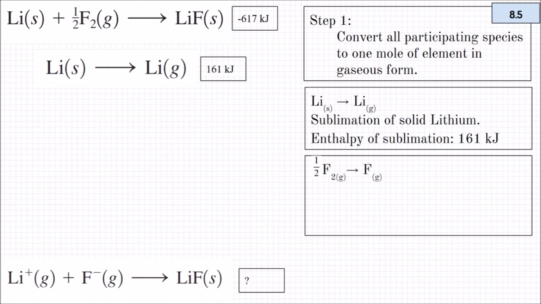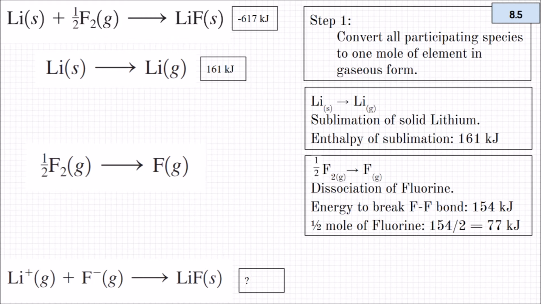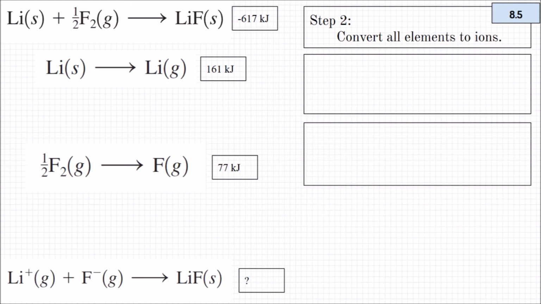Okay, now we convert the fluorine from F2 to 1 mole of fluorine gas as an element. This is the dissociation of fluorine gas. The energy for dissociation of fluorine is 154 kilojoules per mole, the energy required to break 1 fluorine gas molecule bond. But we don't have 1 molecule, we only have half a molecule, or half a mole. So we divide the energy by 2 to get 77 kilojoules per mole. So now we have the fluorine gas converted to 1 mole of fluorine gas element, and its enthalpy is 77 kilojoules per mole. Great! Now we move on to step 2.